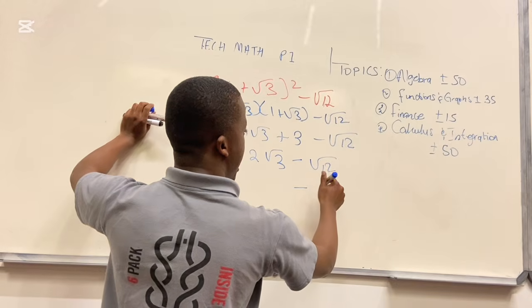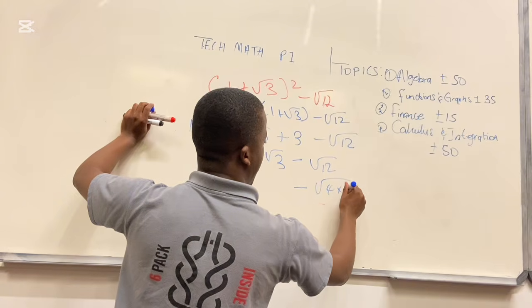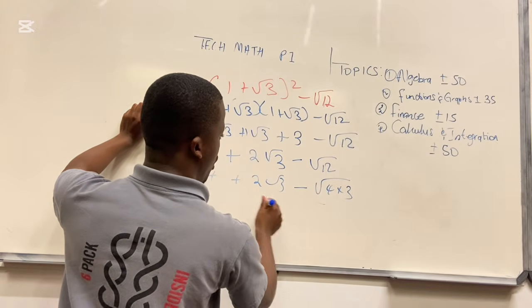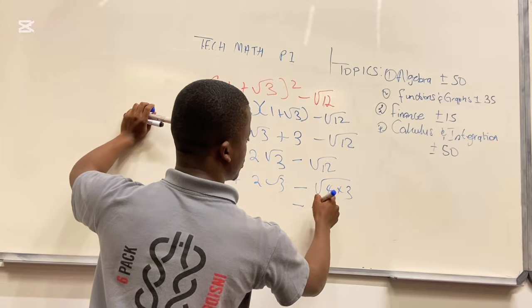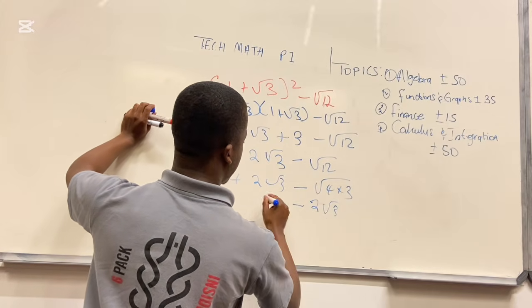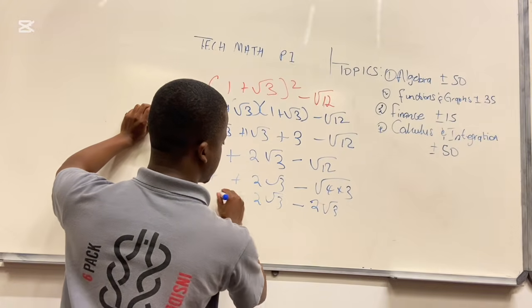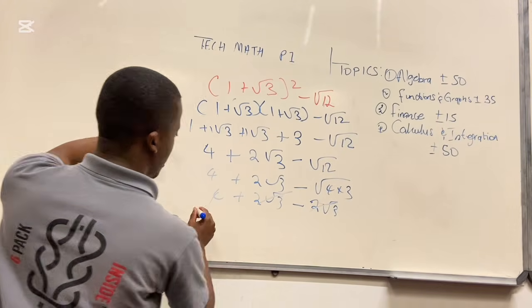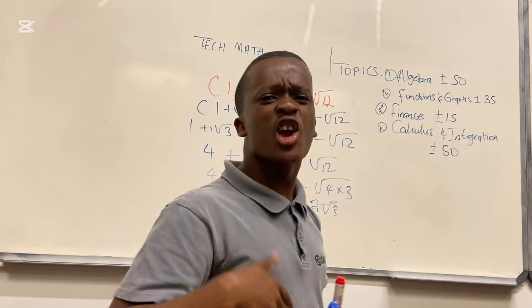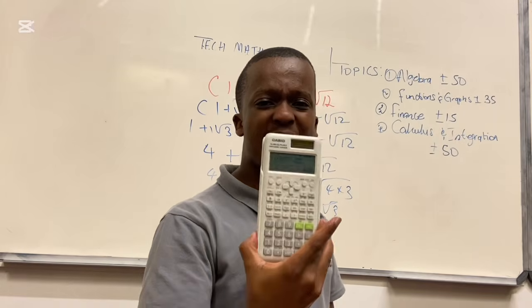4. All right. Now what do we do here? Root 12 is root of 4 times 3. This is 2 root 3 plus 4. Square root of 4 is 2, then we are left with root 3. So this is 2 root 3 minus 2 root 3. Cancel, cancel. We are left with 4. We check it with the calculator, and it gives us 4.